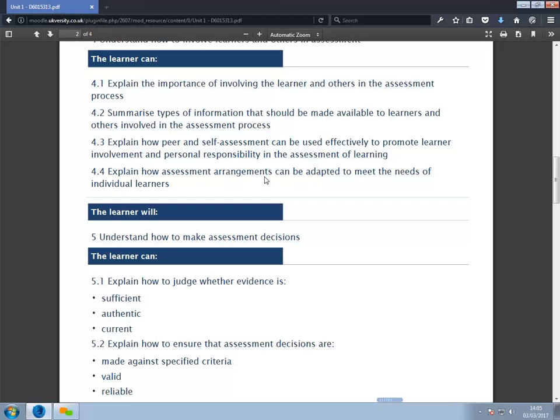Explain how assessment arrangements can be adapted to meet the needs of individual learners. Well, this I've brushed on before. It looks at learners with some sort of special need, or maybe that they cannot do a certain piece of work in their workplace, and it would need to be done in a college, maybe in a college workshop or something like that. So again, arrangements will have to be adapted to meet the needs of those individual learners.